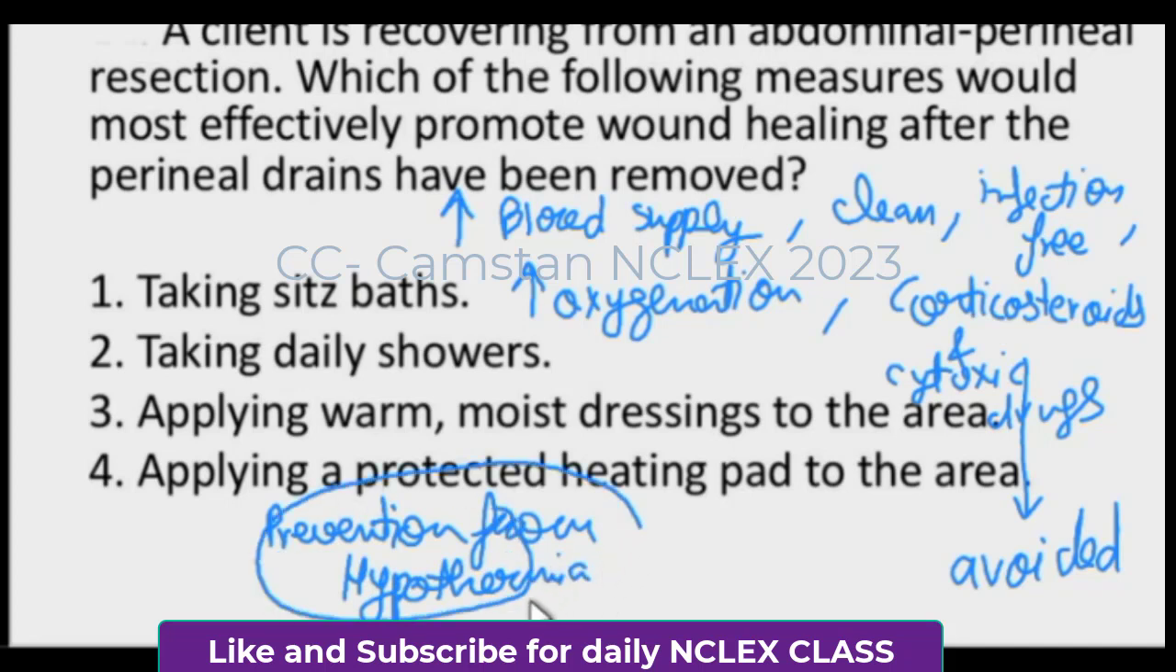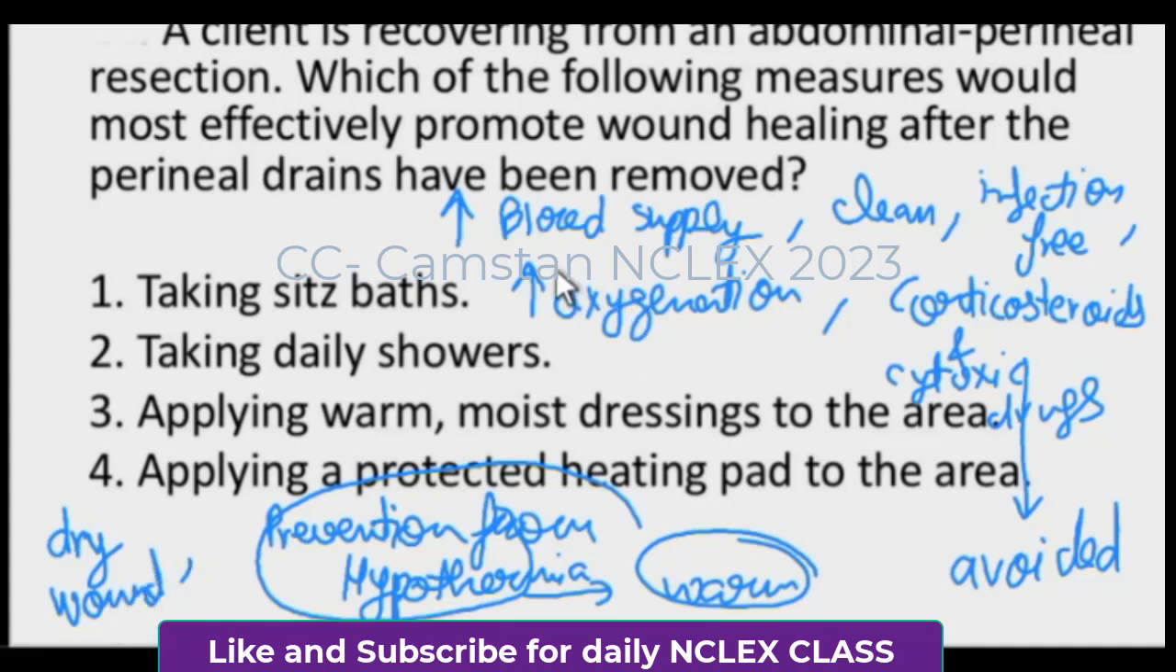So we need to keep the wound warm for effective wound healing, and also keep the wound dry so that proper healing can take place. Dry wound. These are the few factors which are needed for the wound to heal effectively and quickly. Right, students? Now let's go through the question.